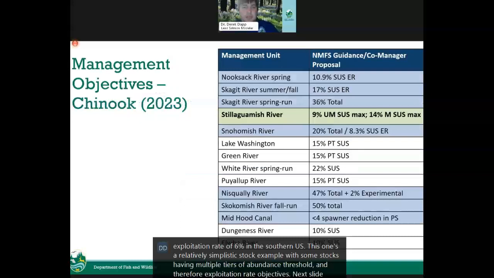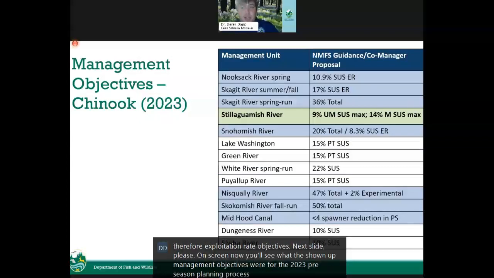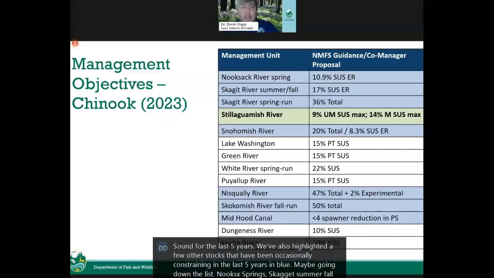Next slide, please. On screen now, you'll see what the Chinook management objectives were for the 2023 preseason planning process. The exploitation rate metric used, as you can see, varies across stocks and at different abundances. However, highlighted in green here is the Stillaguamish River, which has been our primary constraining stock for sport fisheries in Puget Sound for the last 5 years. We've also highlighted a few other stocks that have been occasionally constraining in the last 5 years in blue. Going down the list: Nooksack Springs, Skagit Summer Falls, Skagit Springs, Snohomish, Nisqually, Skokomish, and Mid Hood Canal.